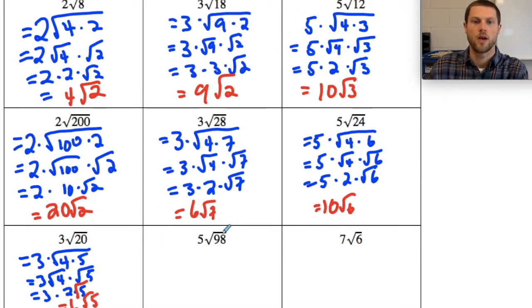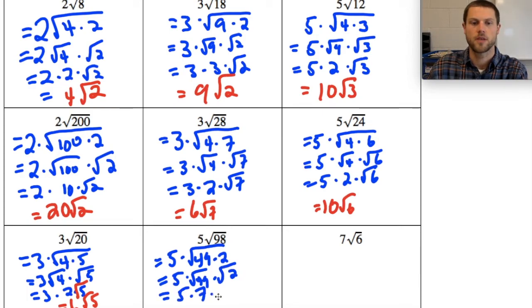Two more. I've got 5 times the square root of 98. This is going to simplify to 5 times the square root of 49 times 2, which is going to equal 5 times the square root of 49 times the square root of 2, which is equal to 5 times 7 times the square root of 2, for a final answer of 35 times the square root of 2.